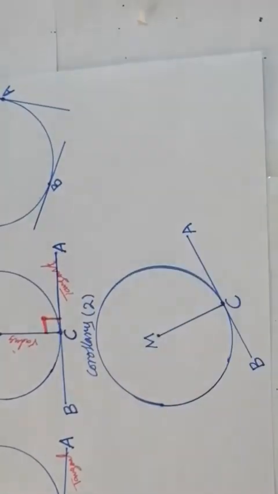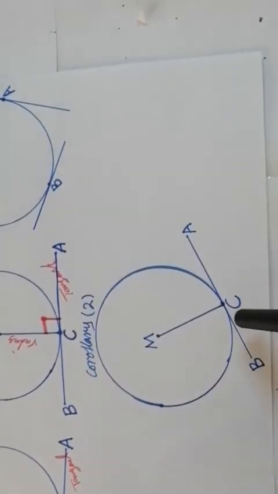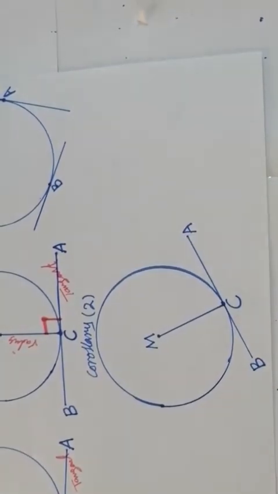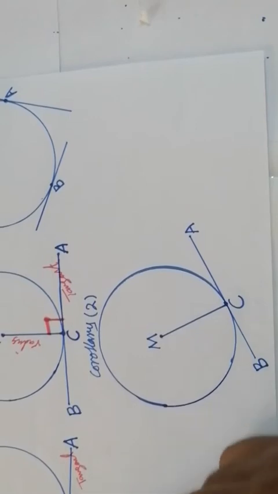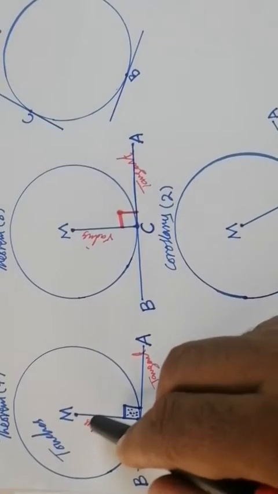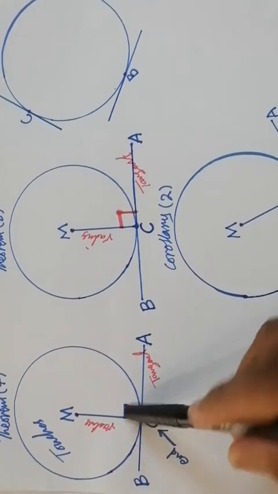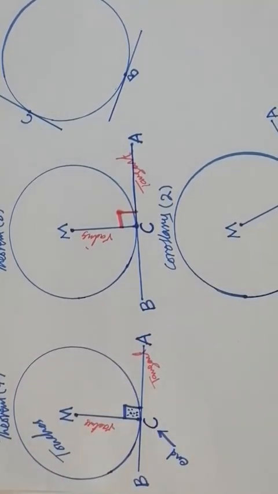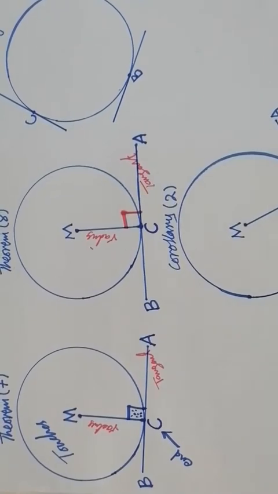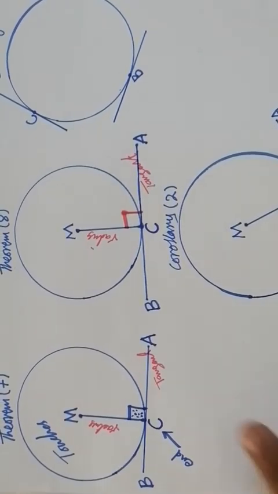Corollary number 2. It's similar to this theorem. Okay, let us try to understand it. Here, it was the perpendicular drawn on a radius. That means at the beginning we have a radius. In Theorem 7, the perpendicular is drawn on a radius, so the radius is before the perpendicular. The perpendicular drawn on a radius at its end touches the circle at one point.